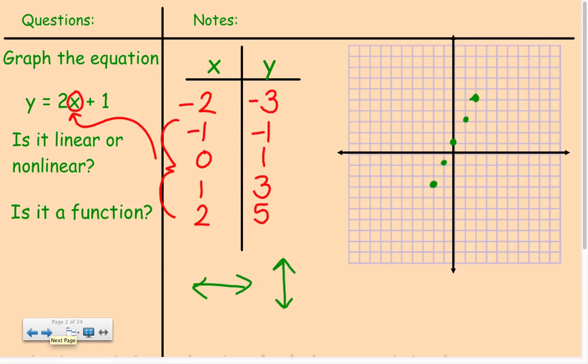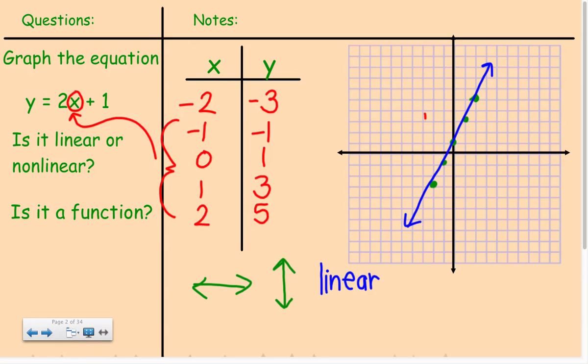So if you look at these dots, you can notice that it makes a straight line if I connect them, which means this graph is linear, because it's a straight line. Then to figure out whether or not it's a function, I'm going to do the vertical line test.